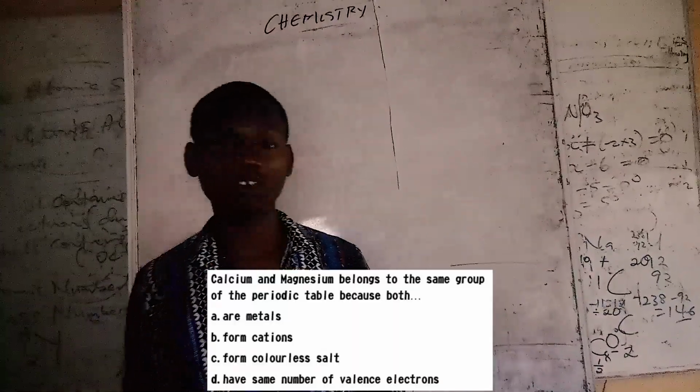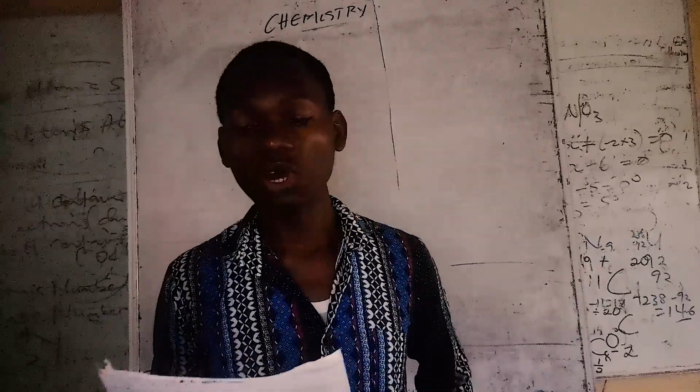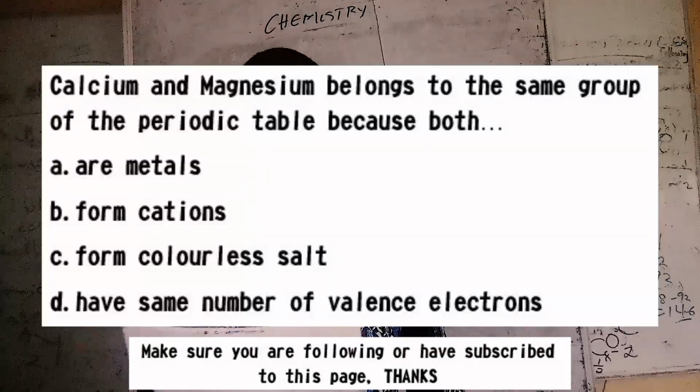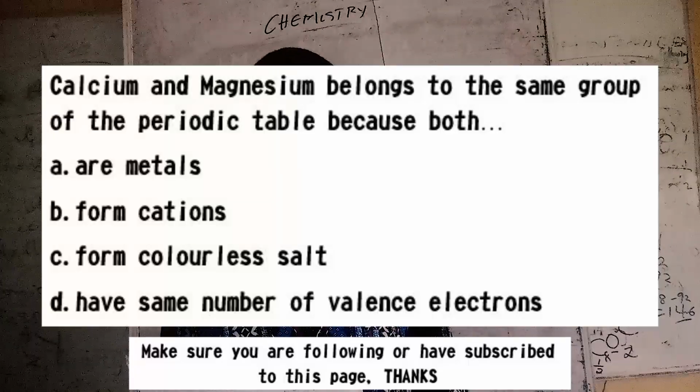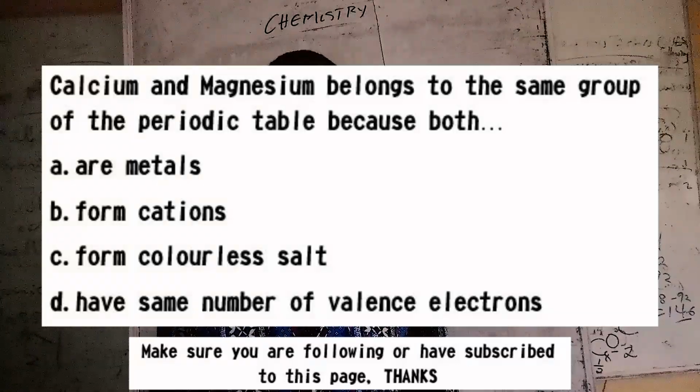The question is a very straightforward question. Calcium and magnesium belong to the same group in the periodic table because: A, they both are metals; B, both form cations; C, both form colorless salts; D, both have the same number of valence electrons.